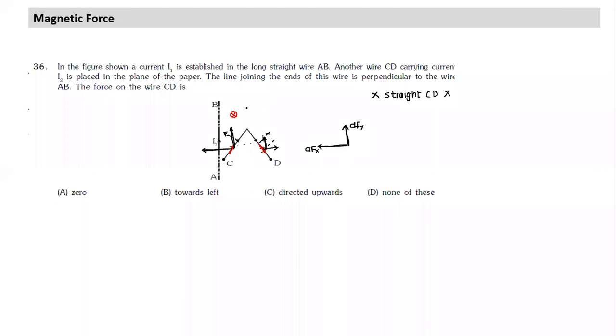If the wordings were given, which direction would it move if it is free to move? Actually it will have rotation also, very complicated. But it will have a force acting, none of the above: leftwards as well as upwards. I hope that part is clear. Directed upwards means exactly upwards, completely? No. But in this particular case, if it is a single correct option, D is the correct option. It means you can say it will have an upward component as well as a leftward component.